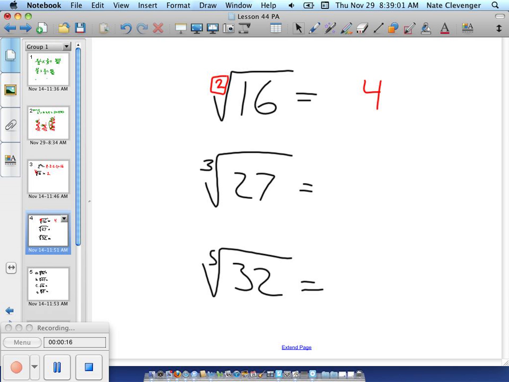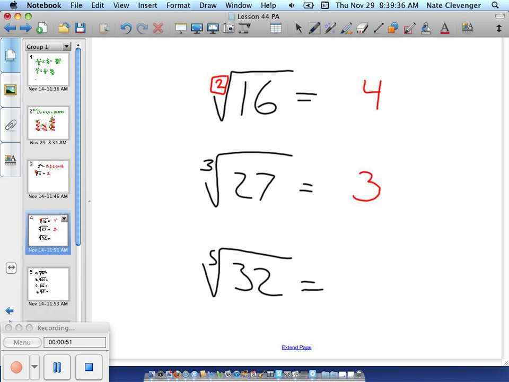Carlos. 9. 9 times 9 is 81, times 9 would be 729. I thought you meant like 3 times 9. No, it's not what number times the index gives you 27. It's what number times itself 3 times. Xavier? 3. 3 times 3 is 9 times 3 is 27. So the cube root of 27 is 3. Okay, that's the number times itself 3 times gives you that value.